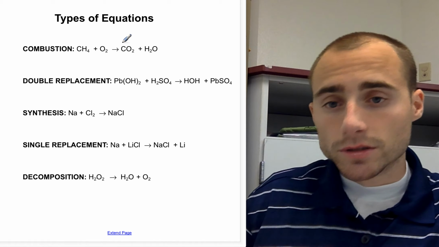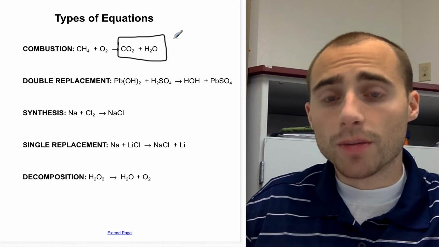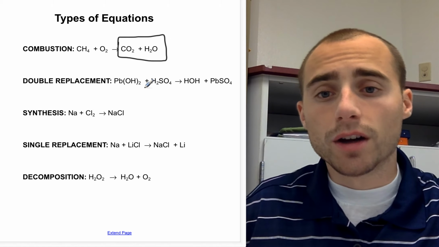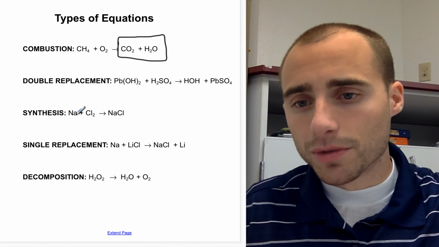Combustion. You can recognize combustion because the products are always going to be carbon dioxide and water. 110% of the time, the products will be carbon dioxide and water. We'll go to the next. We'll go through the simplest ones first.